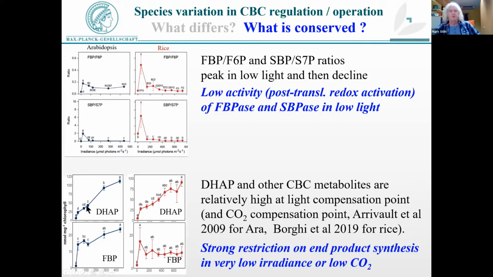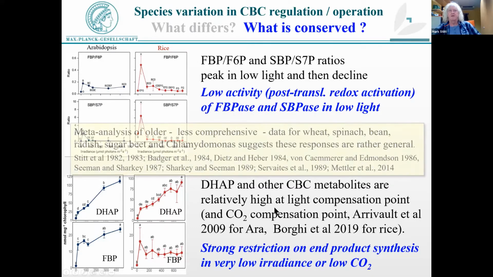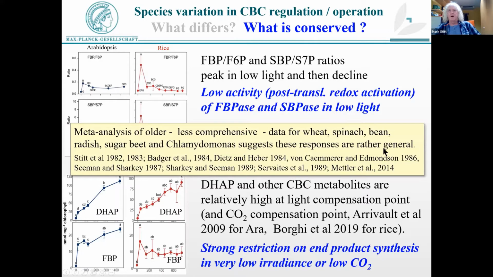Another general feature that we see is, as you go up with the light intensity, the levels of triose phosphates, DHAP, and other Calvin Benson cycle metabolites, which I haven't shown, tend to go up very sharply from darkness to very low light. This is about compensation, but they then rise progressively. But they've already achieved a high level at the lowest light intensity. And I'll come back to this. Now, if we went back into all of the old data, which many of us had collected back in the 80s and 90s, you can see this happening there as well.